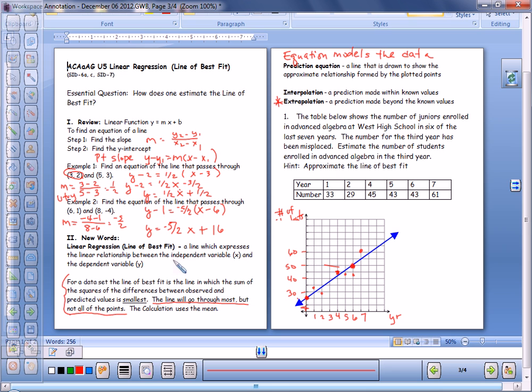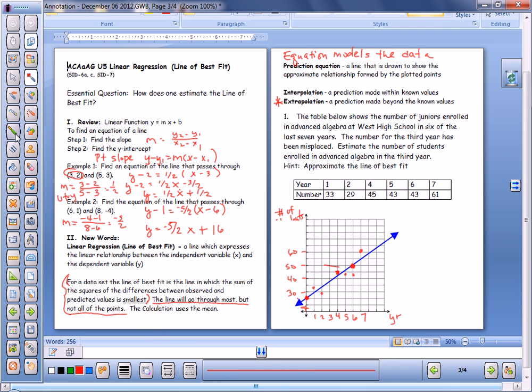Okay. Now, we do have some new vocabulary for today. First, we're going to talk about linear regression, the line of best fit. It's a line that expresses a linear relationship between an independent variable, which we're going to call x, and a dependent variable y. Now, for a data set, the line of best fit is the line in which the sum of the squares of the differences between the observed and the predicted values is smallest. Now, this part right here, this is what we're going to use our technology to find tomorrow.